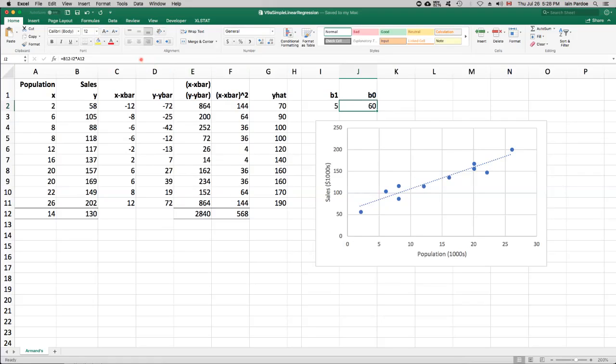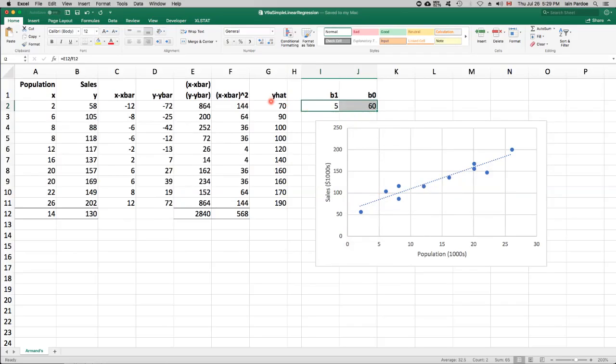The formula for the y-intercept is y bar, the average response value, minus the slope estimate that we just calculated times x bar. That gives us the y-intercept. These two numbers tell us what the equation of this line is: y hat equals 60 plus 5 times x. Every time x goes up by 1, y goes up by 5. If we were to trace this line back to cross the y-axis at x equals 0, it would cross at the value 60.